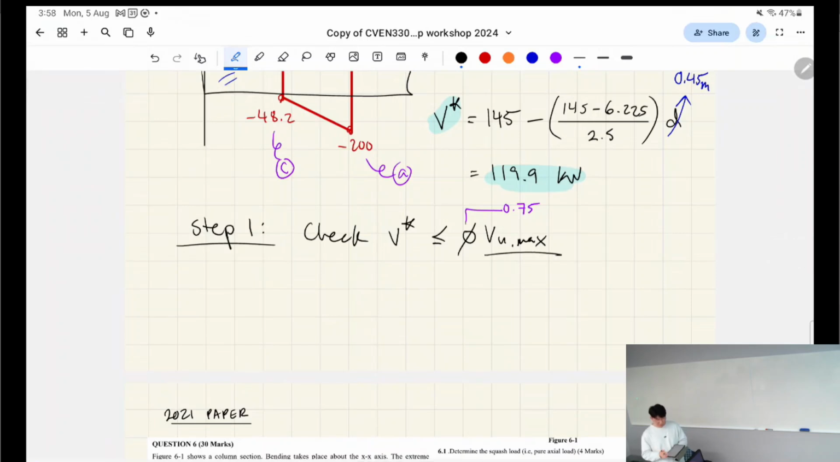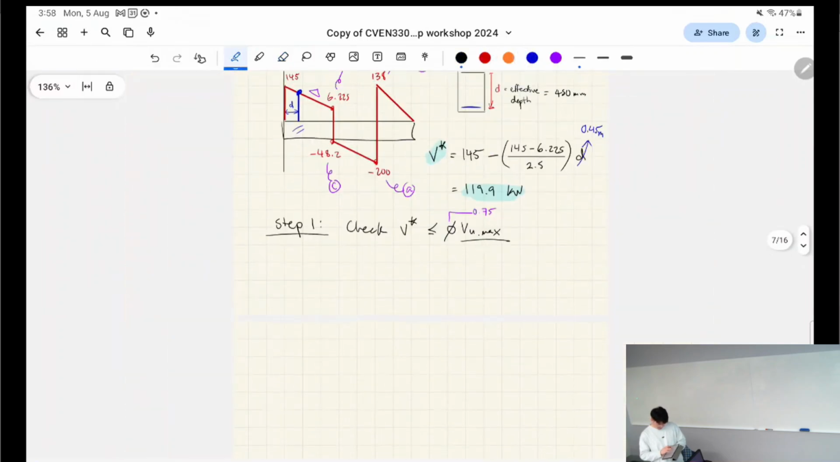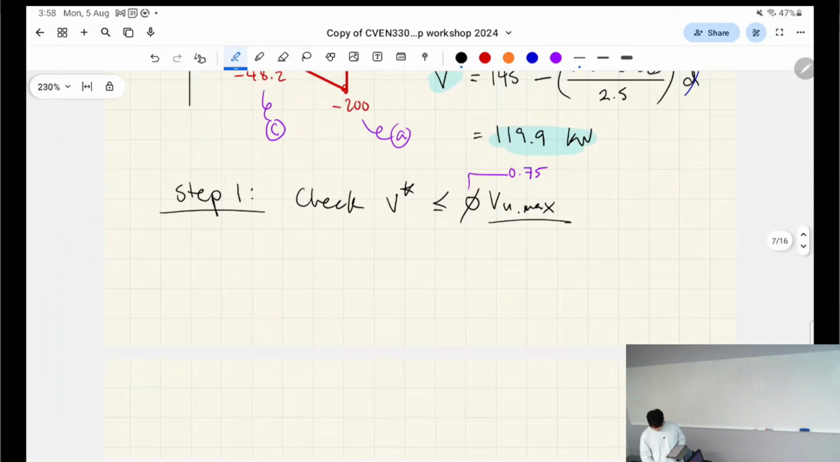Okay, so VU max is basically a web crushing failure. So it's basically saying in the case of concrete, which looks like an I-beam, our web is likely to fail before everything else in shear, right? But usually this doesn't govern for a rectangular section, but we still have to check it anyway. It's part of the standards, right? The thing is, VU max is kind of annoying to calculate but it's gonna make us calculate values which we're gonna need for the remainder of the calcs anyway.